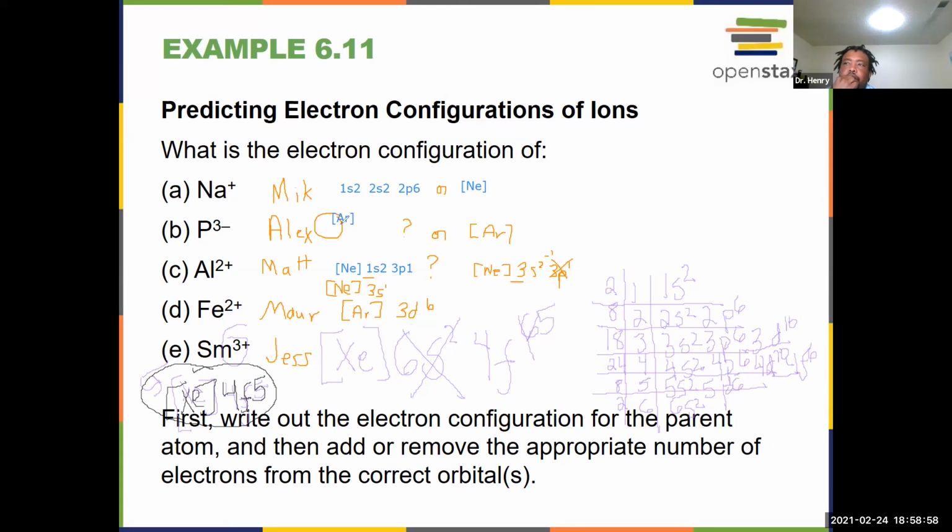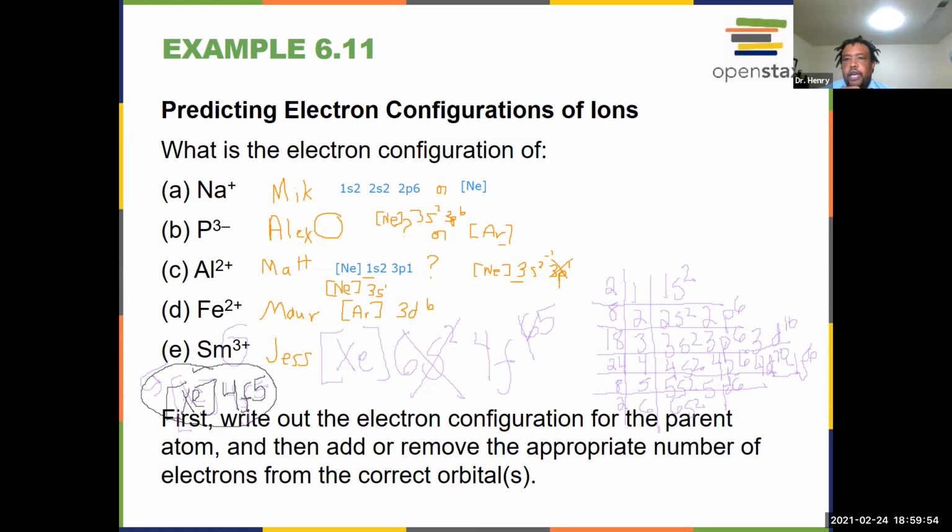So as we were saying, for Alex, she could have also written it as neon 3s2 3p6. Or she could have just written it as the argon bracket. Either or. Okay, questions, concerns, chaos, credit, piece of cake?